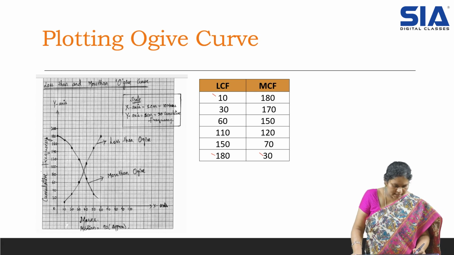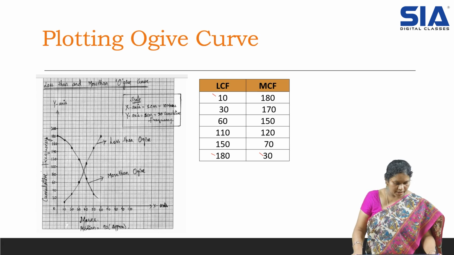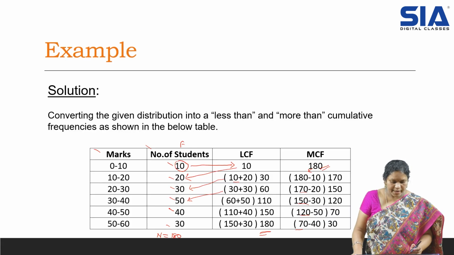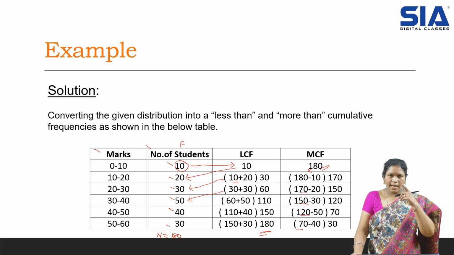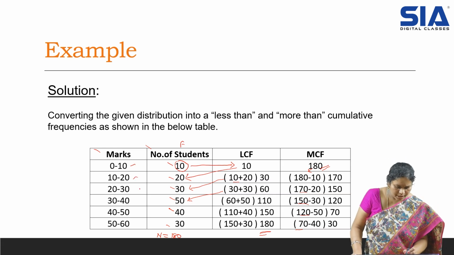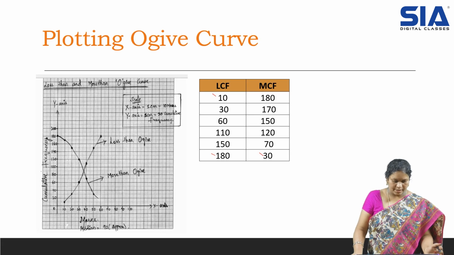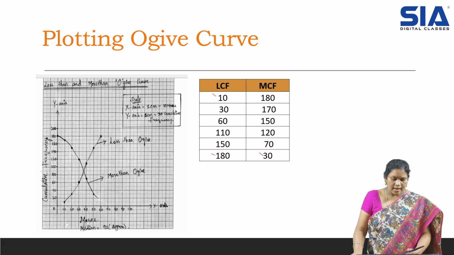So to obtain x-axis, whatever class intervals you have, you have to consider those. So what are the class intervals we have? 0 to 10, 10 to 20 we have, right? So upper class limits you can consider on x-axis. What you have? That 10, 20, 30, 40, 50, 60. Those are all the upper class limits you can consider on x-axis. So 0, 10, 20, 30, 40, 50, 60. Like that I have considered.